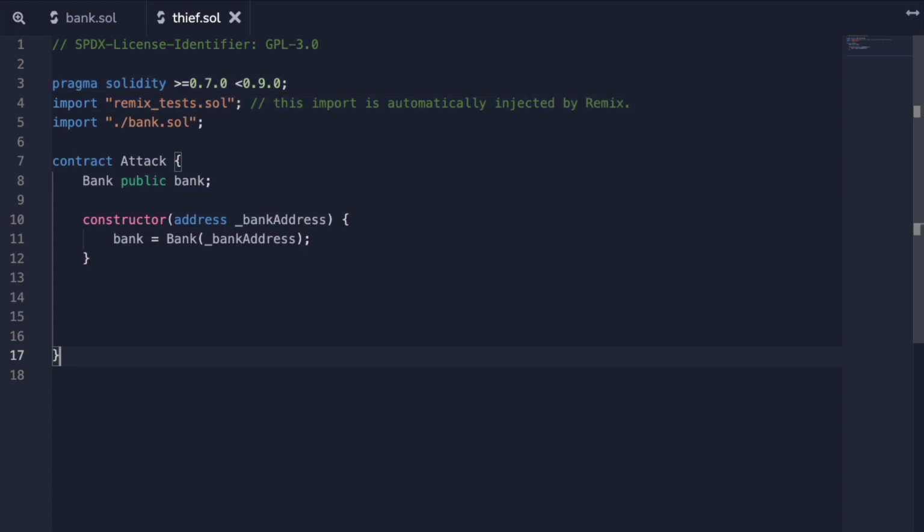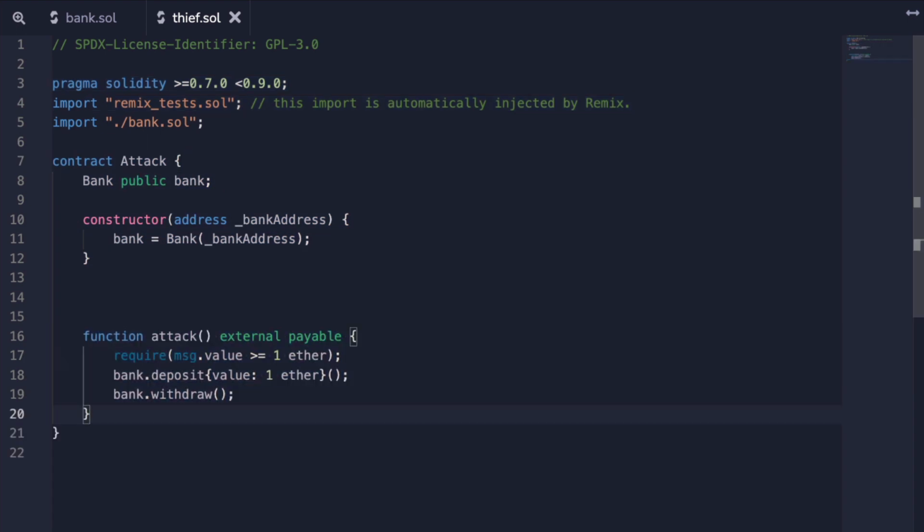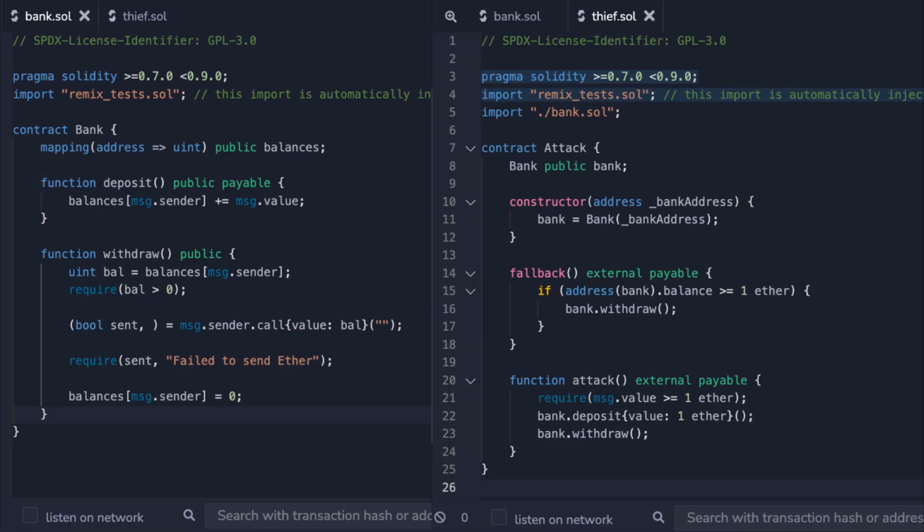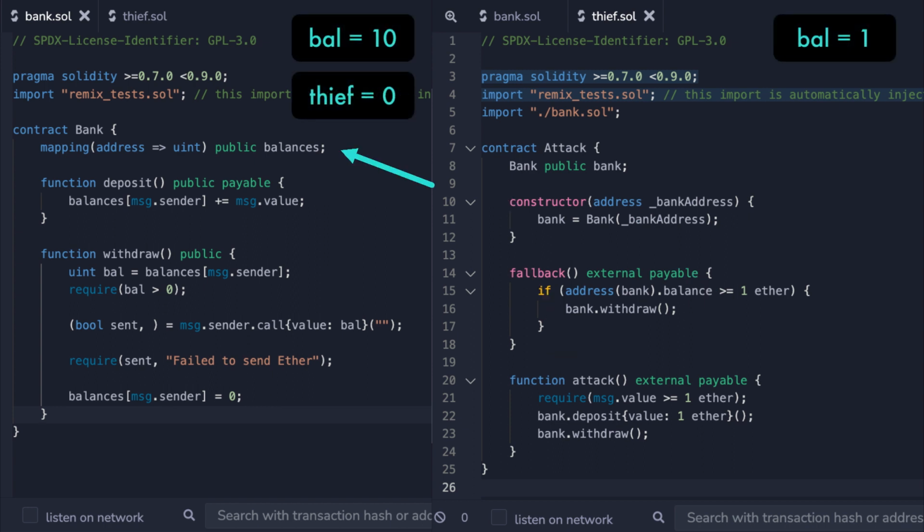Looking at the thief contract, we have one function called attack, and then we have a fallback function. This is used when money is sent without a specific function being called. When the thief calls attack, it deposits one ETH to the bank to increase its balance to one. It then calls withdraw immediately after. The bank checks if the caller has a balance of more than zero, which is true. And then it makes an external call to send the caller back their one ETH.